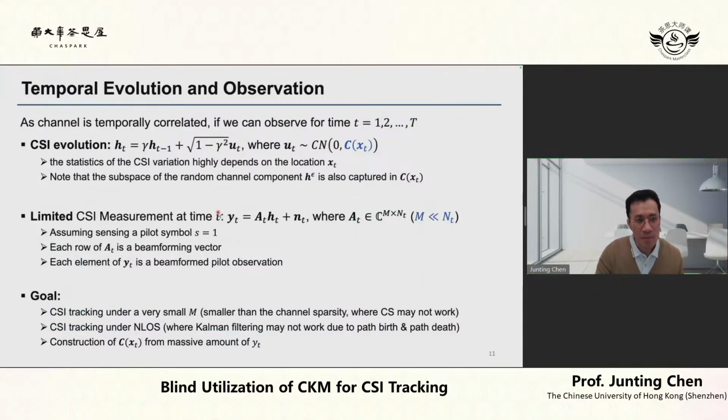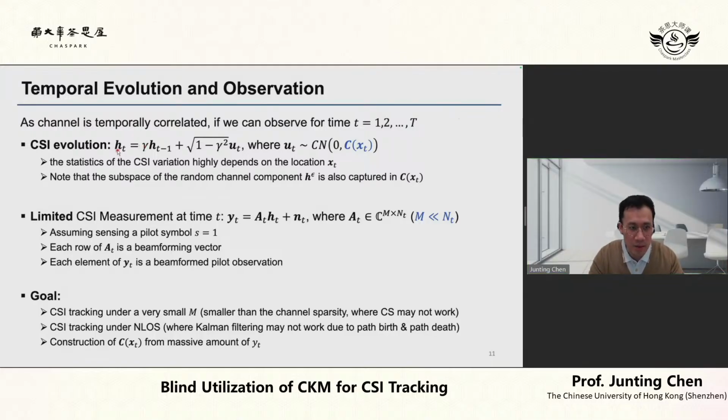Now, in addition to the CKM model, we also try to exploit the temporal correlation of the channel, right? This is because if we move a little bit in the geometric space, then the channel can only change a little bit, due to the strong correlation of the environment. Now, one common model to describe such temporal correlation is the so-called first-order AR model. Of course, we can also do a higher-order AR model, but for the sake of simplicity, I just use first order.